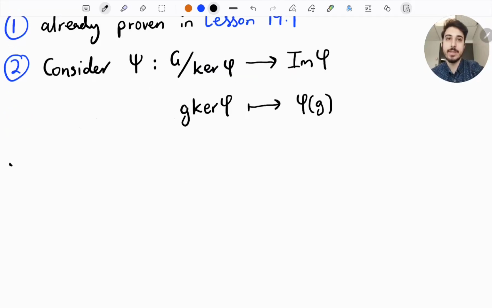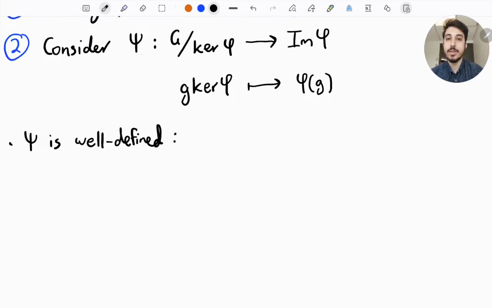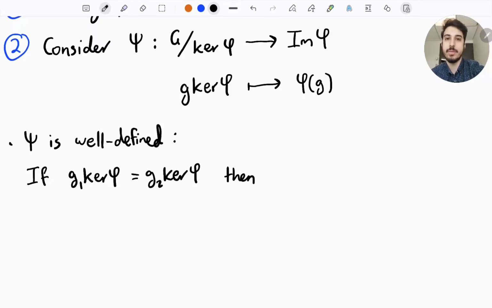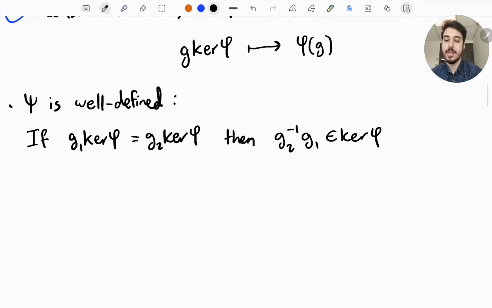The first thing to check is that psi is a well-defined map. It is well-defined because if we have 2 cosets g1 ker phi and g2 ker phi that are equal, then by definition of equal cosets, we have that g2 inverse g1 is an element in ker phi. If it's an element in ker phi, then if we apply phi on this element, we should get back the identity element.